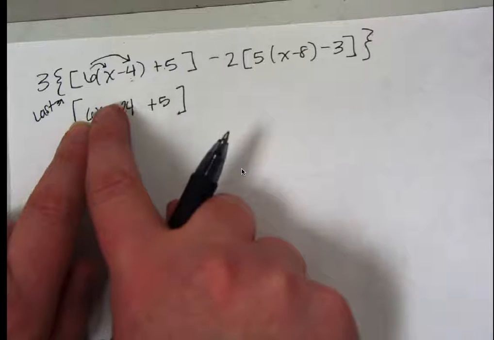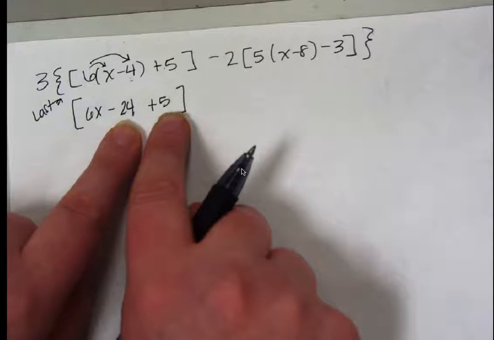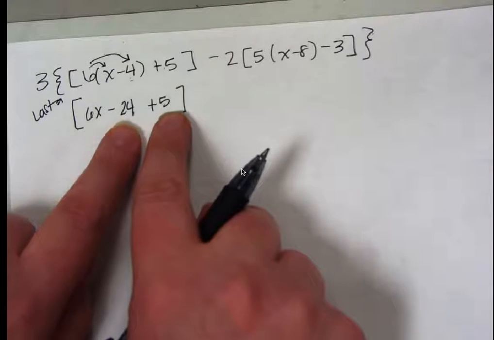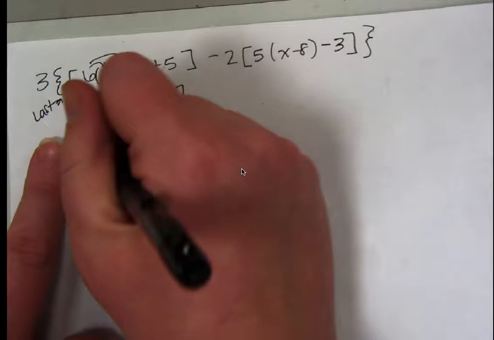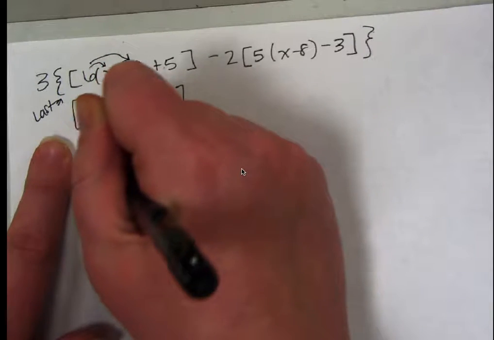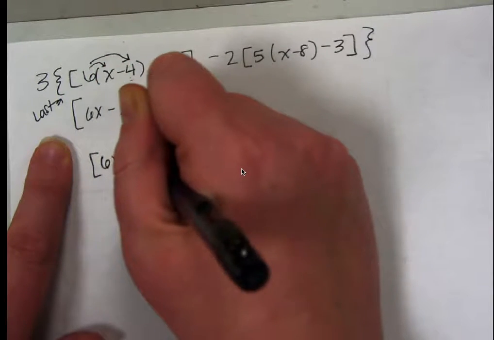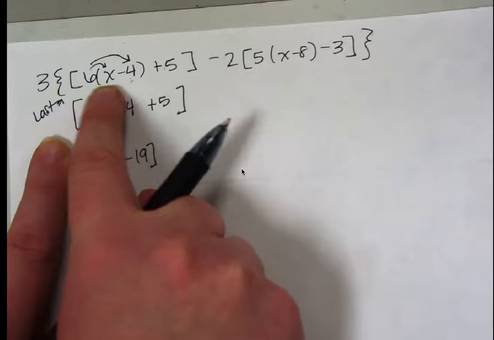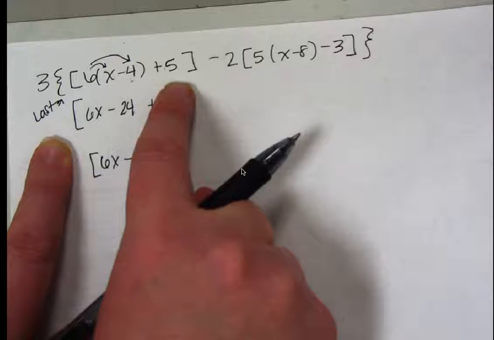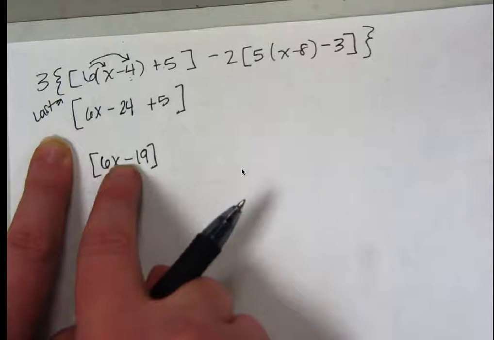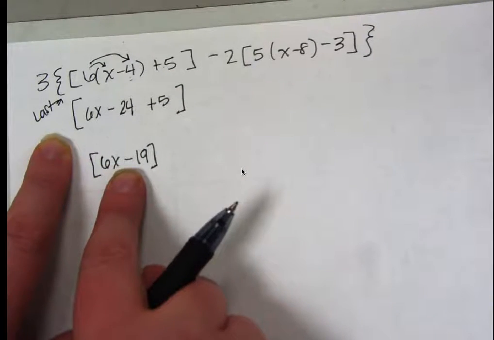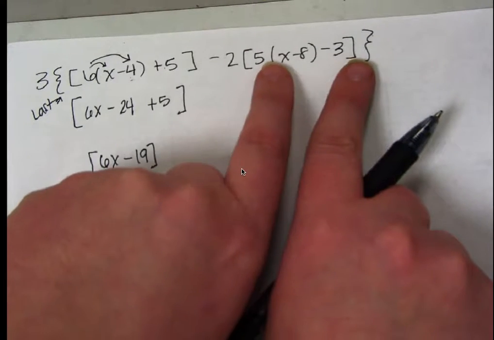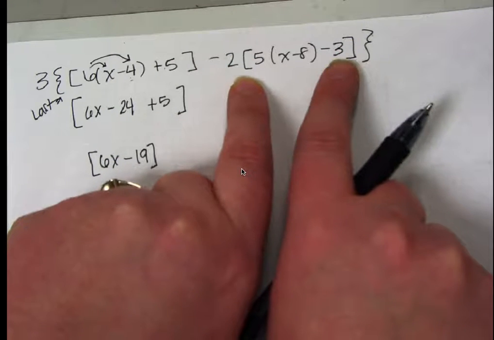And now that we've distributed, we've created a couple like terms, -24 and +5. Those are like terms because they don't have an x, so we can add those together. So 6x minus 19. What we've done is take this 6 quantity x minus 4 plus 5, and written it as just 6x minus 19. We've made it a simpler statement. We're going to do the same thing with this set of brackets.